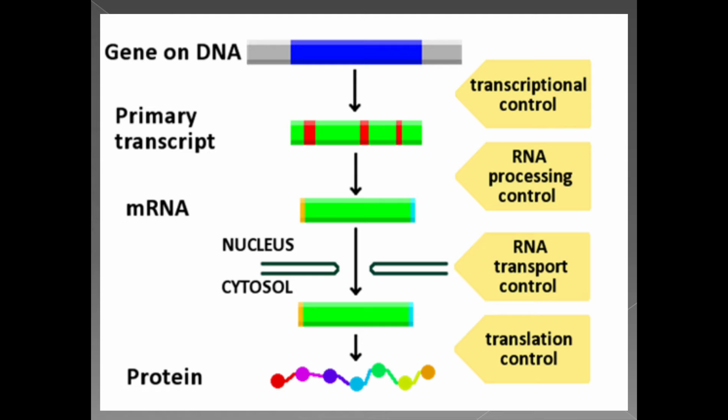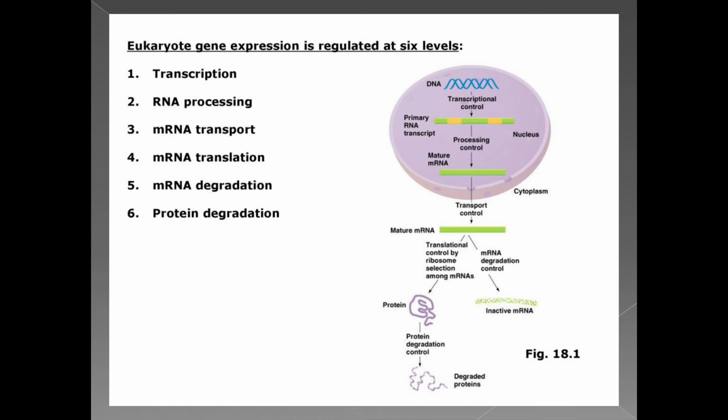Then in the nucleus and cytosol, mRNA transformation happens, and where mRNA transport control takes place, and then when it enters the cytosol, translation occurs where translation control takes place and protein is formed. So it involves 6 steps.